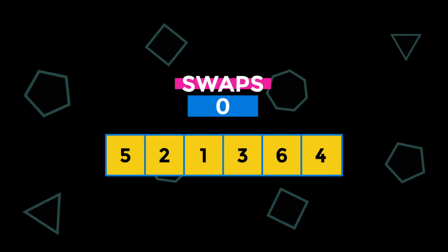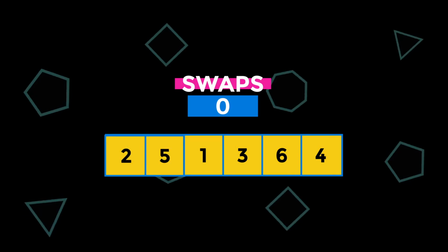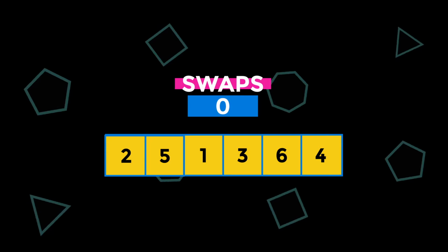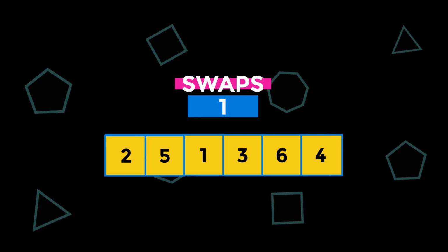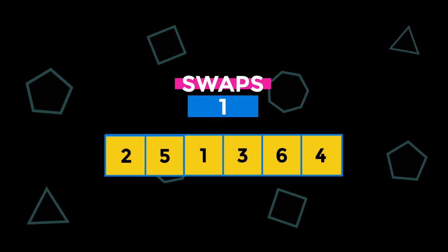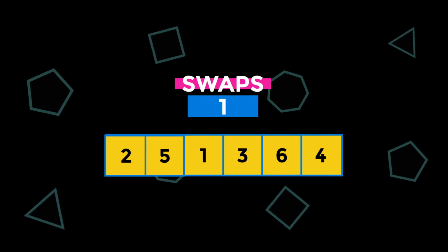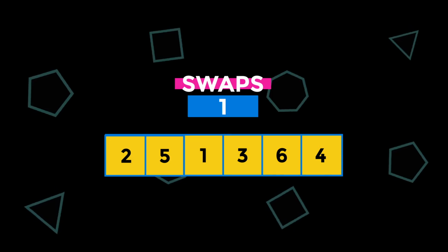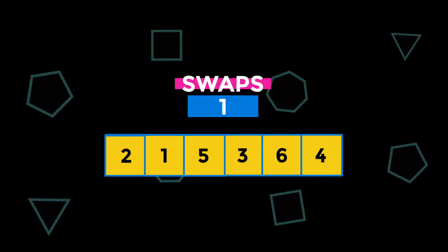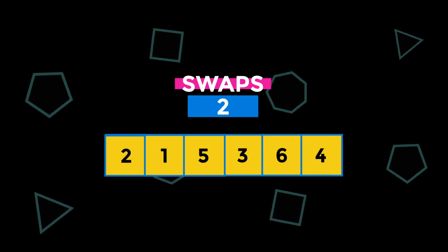Here 2 is smaller than 5, so it gets swapped over. And once we've swapped them, we can increment the swap counter by 1 to indicate how many times we've swapped to sort this array. Now we have a look at 5 and 1, and since 1 is smaller, it gets swapped over and then add 1 to the swap counter as well. And then we check the next pairs.